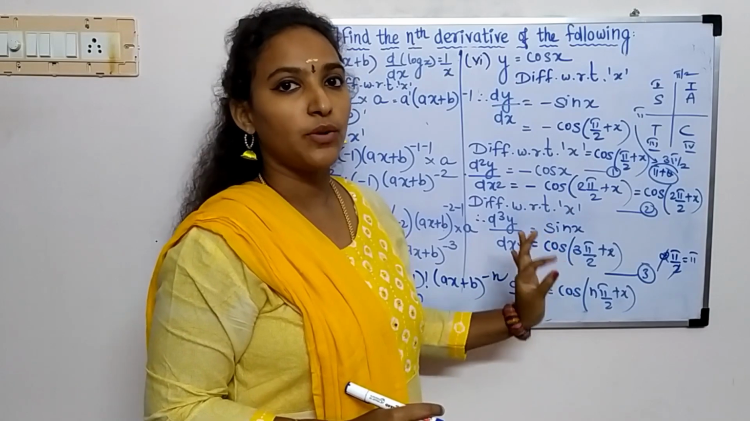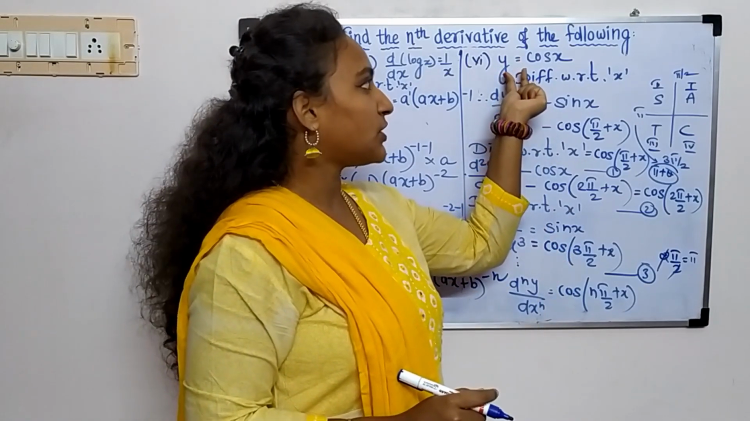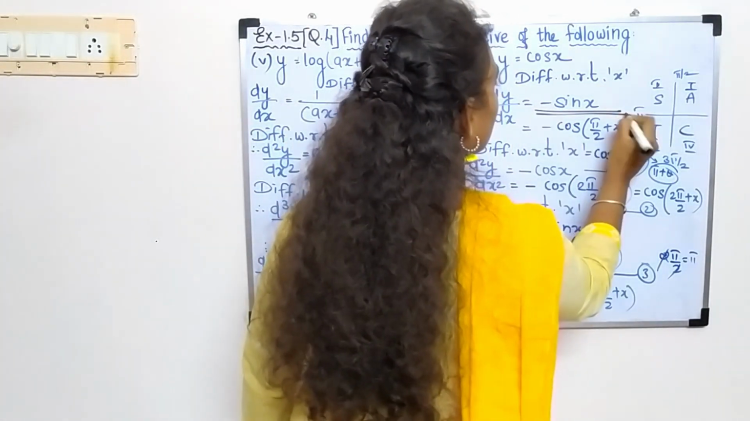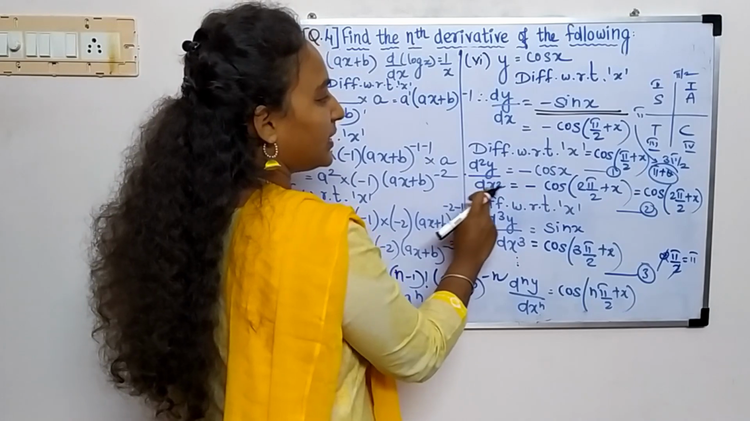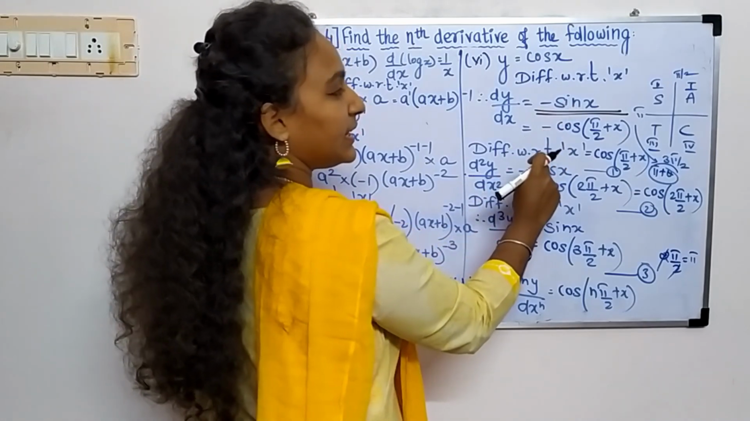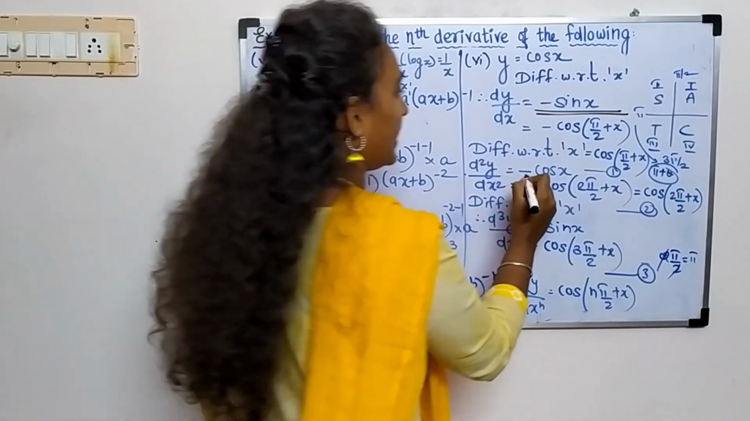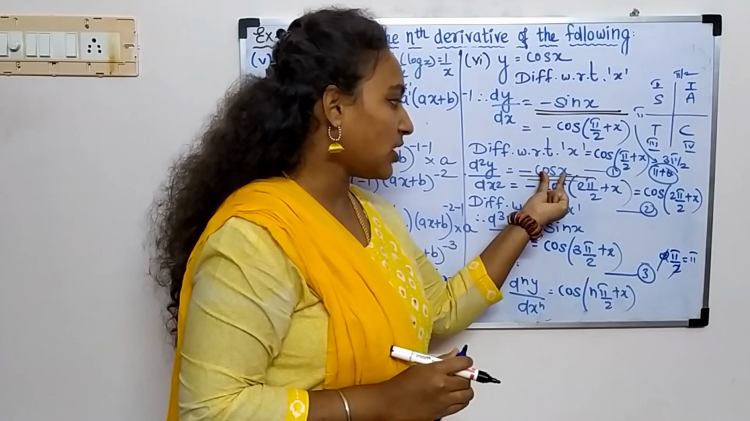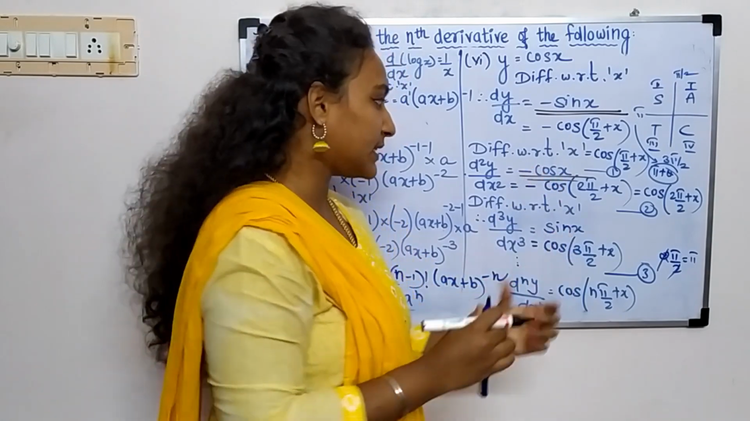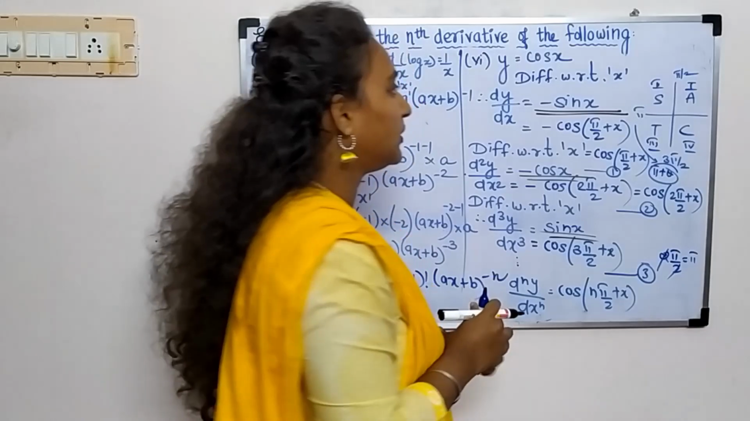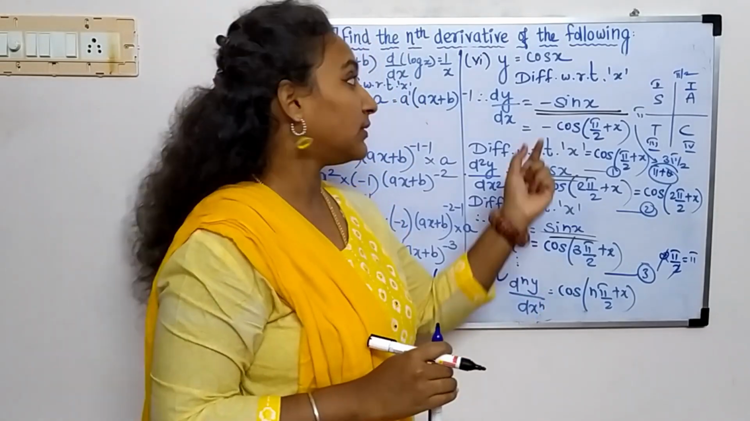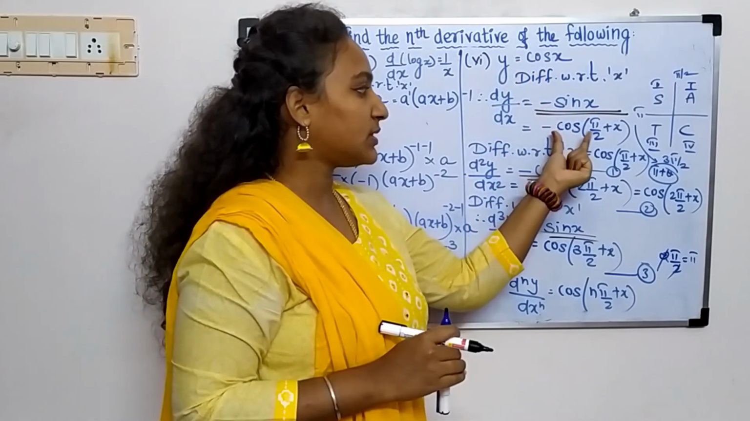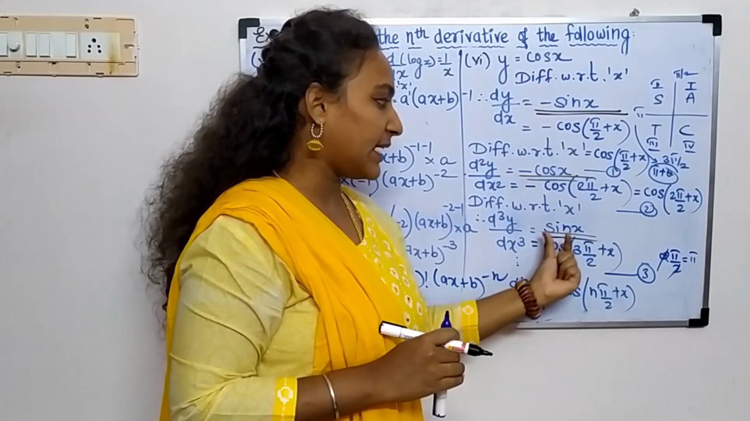So hope you understood how we solve this. So our question was cos x. Derivative of cos x is minus sin x. Again d square y upon dx square is minus into derivative of sin x, which is cos x, that is minus cos x. Again we differentiated a third time. Derivative of cos x was minus sin x into minus, that is sin x. But since we have to follow the pattern given in the question, we have changed sin to cos, cos again to cos, sin again to cos.